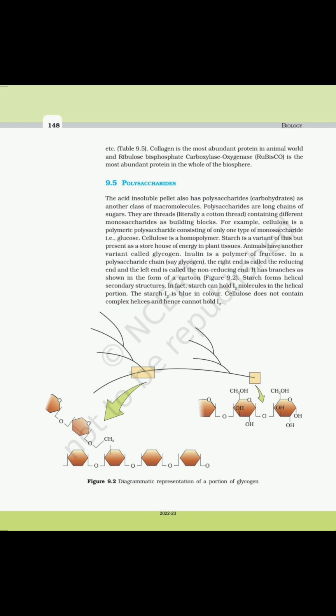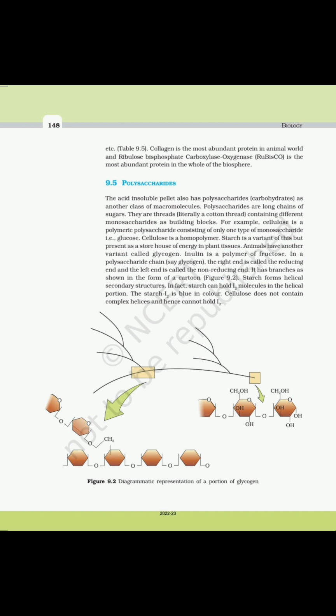Animals have another variant called glycogen. Inulin is a polymer of fructose. In a polysaccharide chain, say glycogen, the right end is called the reducing end and the left end is called the non-reducing end. It has branches, as shown in the form of a cartoon in Figure 9.2.